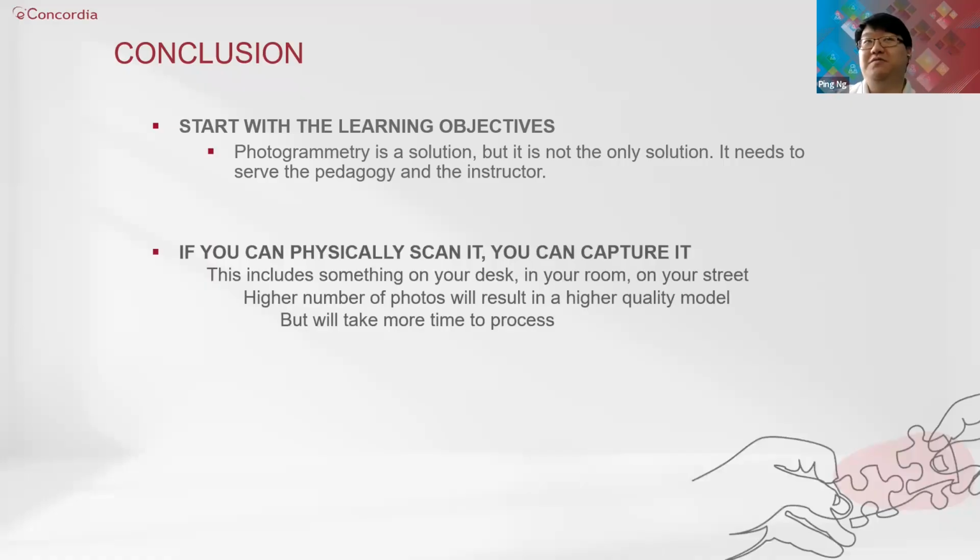The next one is, if you can physically scan it, you can probably capture it. So the idea here is, whether it's something as simple as on your desk, something in your room, like a piece of furniture, or even a building on the street, if you can physically photograph it, there's a pretty good chance that you can capture at least parts of it, right? But keep in mind that the more images you have, the higher quality your images are, the better your end result is going to be. But also consider that it might take you more time.